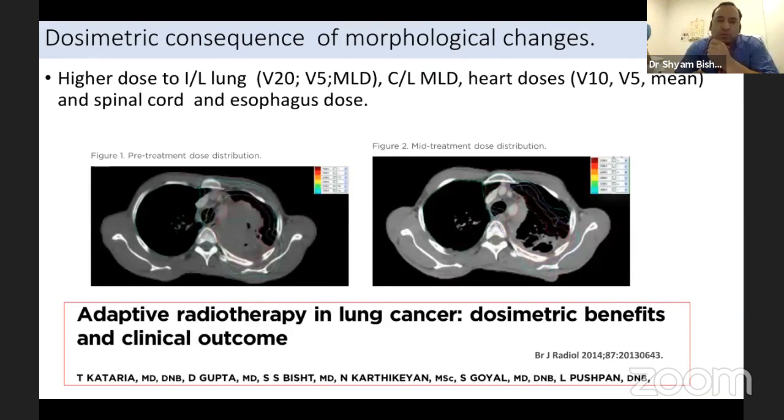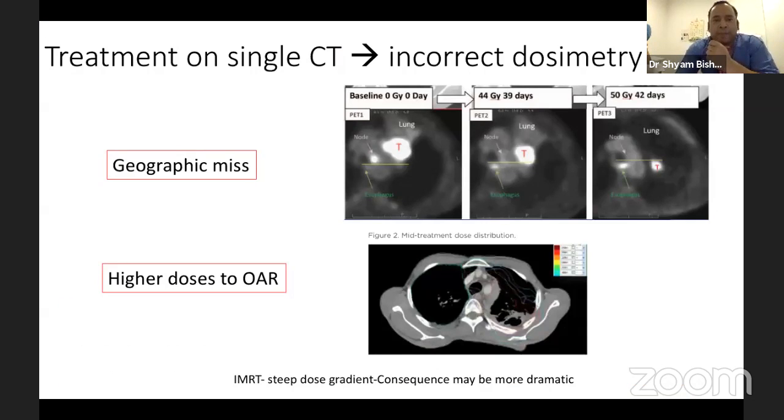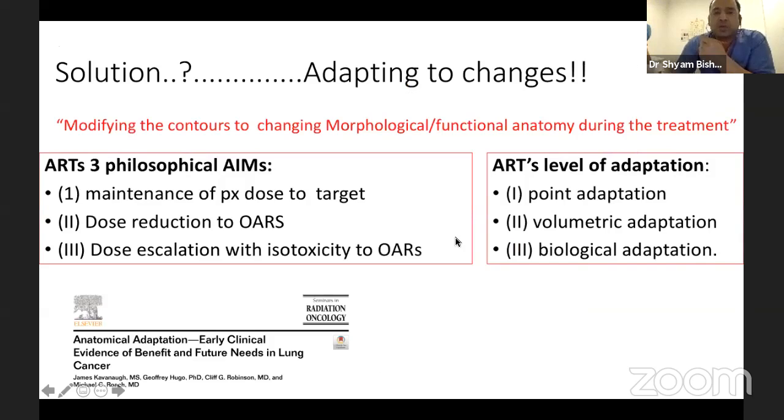So what are the dosimetric consequences if you don't go for adaptive planning? There is a higher dose to the lungs, which we found in a study published by my colleague, Dr. Deepak, and a higher dose to the ipsilateral lung, mean heart dose, and a higher dose to other structures. And this has also been validated by other studies. So if you are treating on a single CT scan, it will lead to incorrect dosimetry. That means a geographic miss and higher dose to the OARs, as you can see in the upper panel and lower panel. So what is the solution?